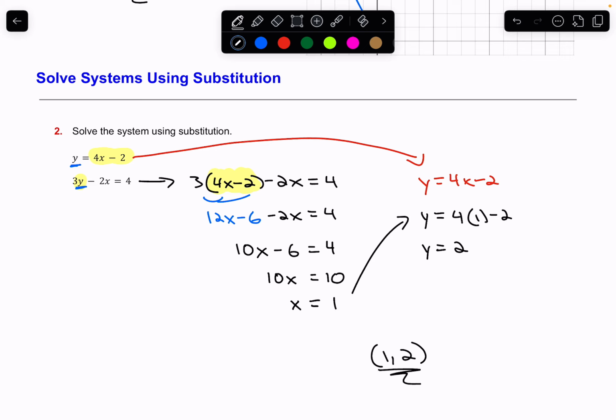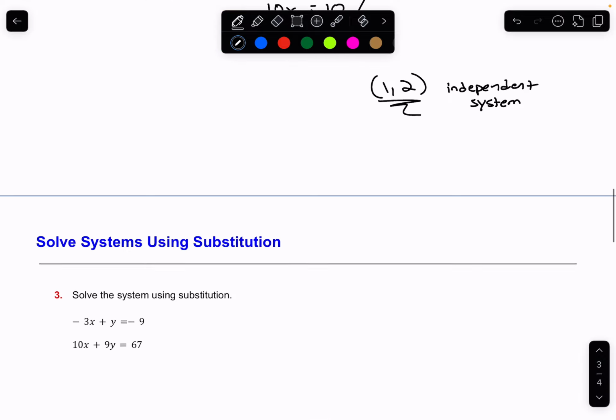But it's that easy. If you want to do this on Desmos, all you do is type in the two equations the way you see them, click the dot where they intersect, and it'll intersect at 1 comma 2. Because we got one answer, by the way, this is an independent system. Okay, 1 comma 2, and this is an independent system because we got one solution.